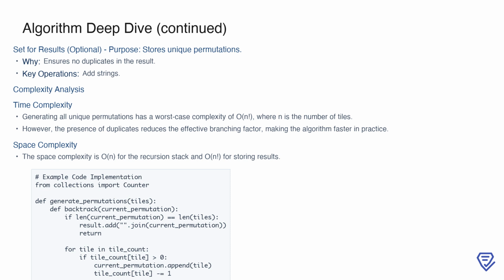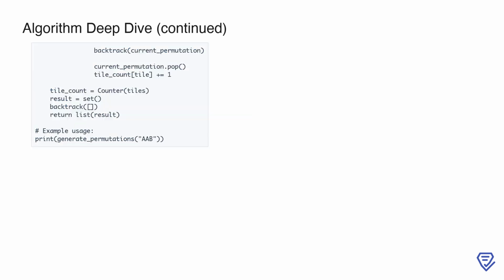The provided Python implementation demonstrates this process step by step. It begins by initializing the frequency counter and result set, defines the recursive backtracking function, and finally returns the list of unique permutations. In the implementation, the recursive backtracking function handles the core logic. For each tile with a positive count, we append it to the current permutation, decrement its count, and make a recursive call to explore further permutations. Once the recursive call completes, we backtrack by removing the last tile and restoring its count in the frequency counter. This ensures that all choices are correctly undone before exploring other possibilities.